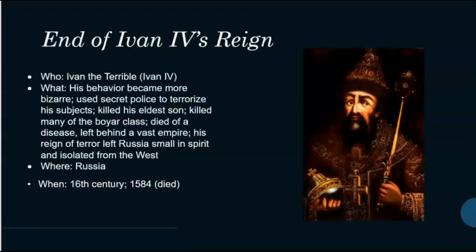End of Ivan IV's reign. Who? Ivan the Terrible, or Ivan IV. What? His behavior became more bizarre. He used secret police to terrorize his subjects. He killed his eldest son. He killed many of the boyar class.